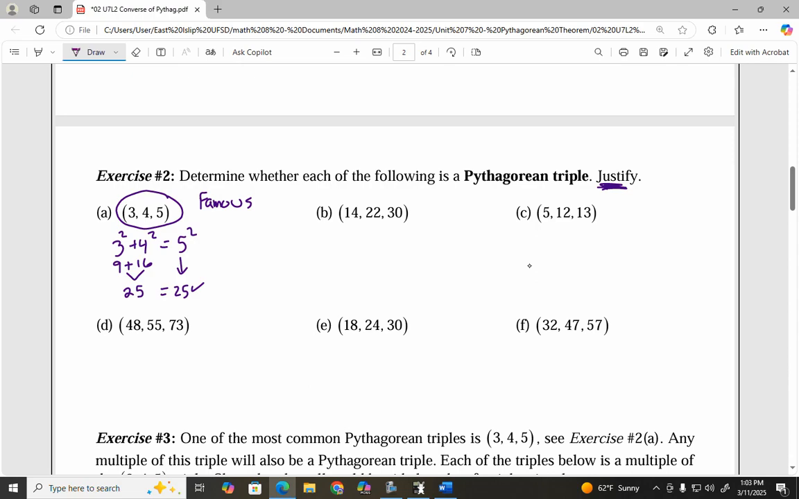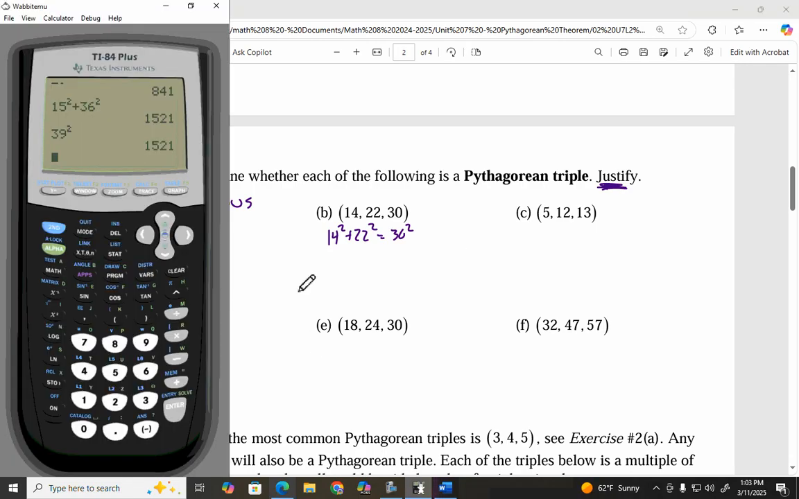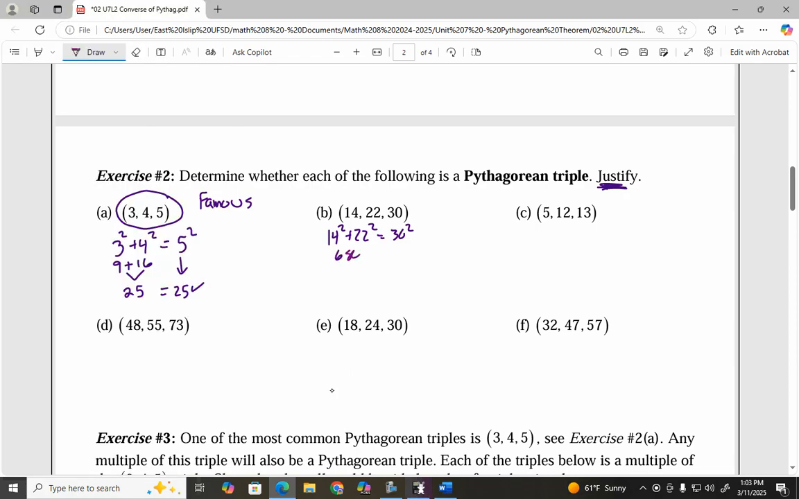So let's do letter B, see if it is a Pythagorean triple. Is 14 squared plus 22 squared equal to 30 squared? This is just like what we did before. We'll use our calculator. So you can see on my calculator that 14 squared plus 22 squared is 680, but 30 squared is 900. So 680 does not equal 900, therefore this is not a Pythagorean triple.